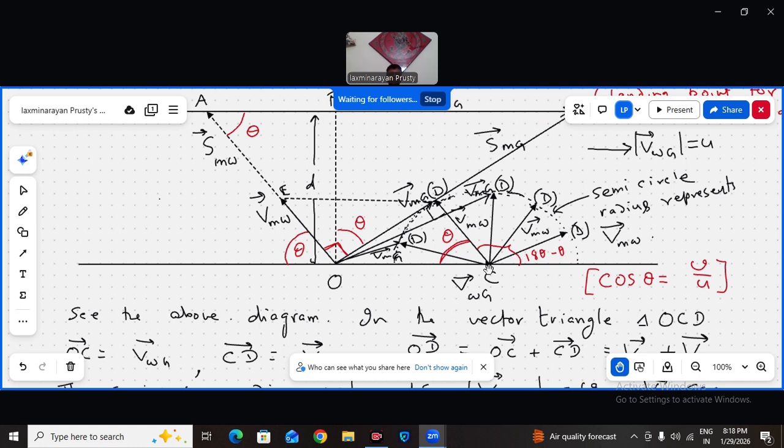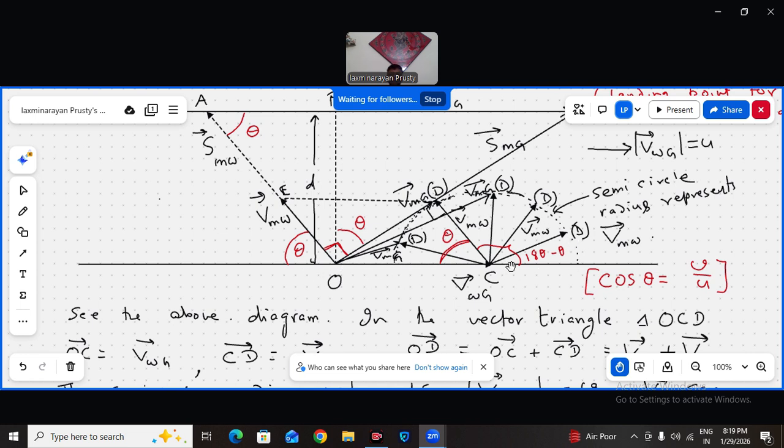All the points from C to D, where D is any point on the circumference of the semicircle, OD, OD, they are all possible VMW. Depending on his wish, he can orient his body along any of the ODs. Then VWG plus VMW will be VMG, so OD will be VMG. Are you understanding this? OC is VWG, CD is VMW, and the vector sum of these two will be VMG. So VMG will be along OD.